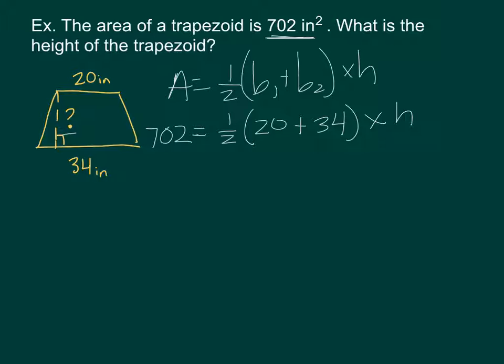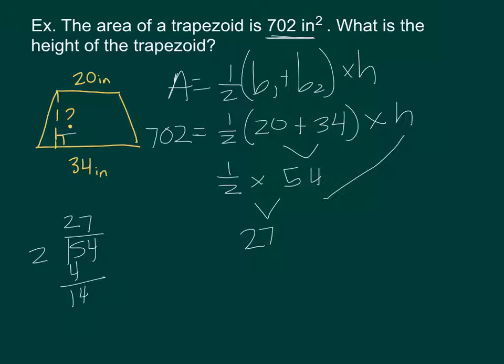Well, let's go ahead and solve what we can. Let's go ahead and add these together. 34 plus 20 will be 54. Times 1/2. What's half of 54? If you're not sure, you can quickly do some division. 2 goes into 5. Looks like 27. So half of 54 is 27. Bring your h down because that's still attached here. 27h equals 702. Now I just need to solve for h by dividing my coefficient, 27, on both sides. These will cancel out, leaving me with just h.